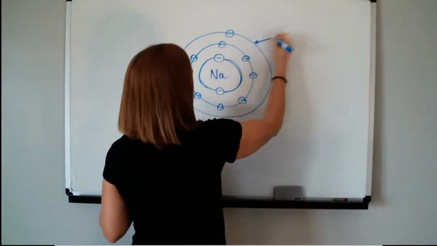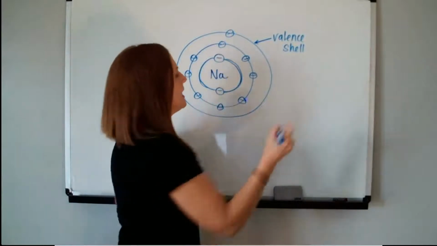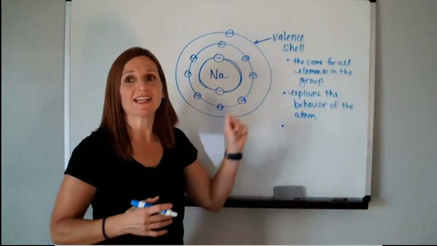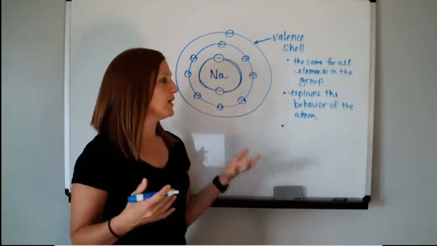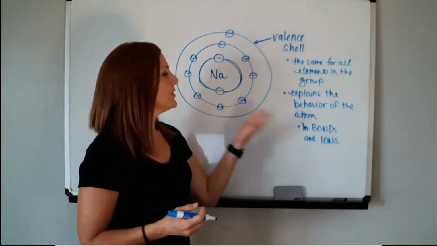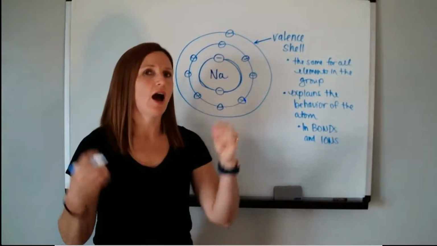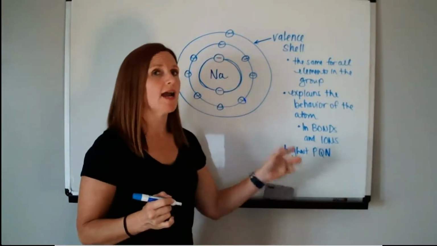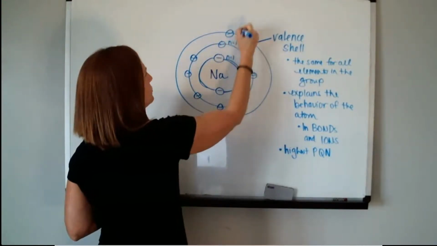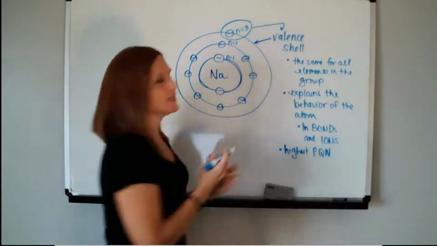This out here is called the valence shell. And this outermost valence shell is the same for all of the elements in a particular group. It explains the behavior of the atom both in bonds and in ions. And we'll spend some more time talking about this, but the valence shell is the highest principal energy level of the atom, the highest PQN, or the highest principal quantum number. So if this is n equals 1 down here, and this is n equals 2, then this is n equals 3, and this highest principal quantum number represents my valence shell.